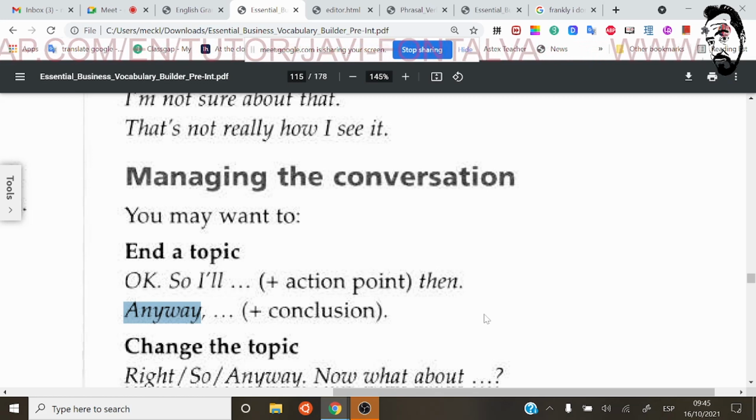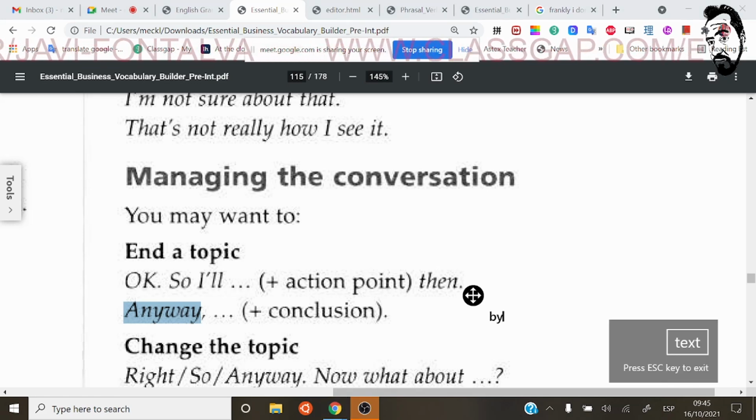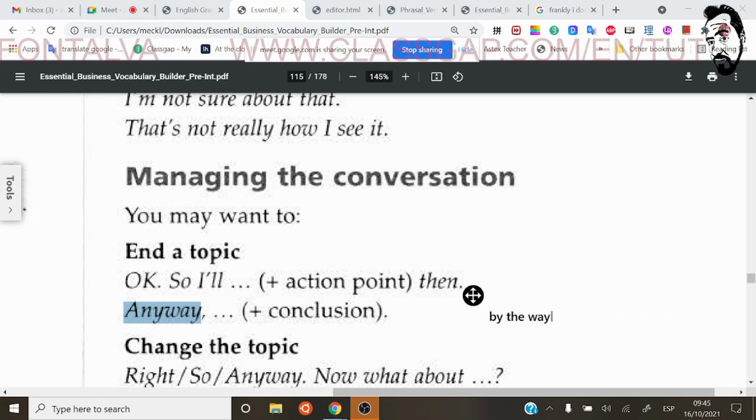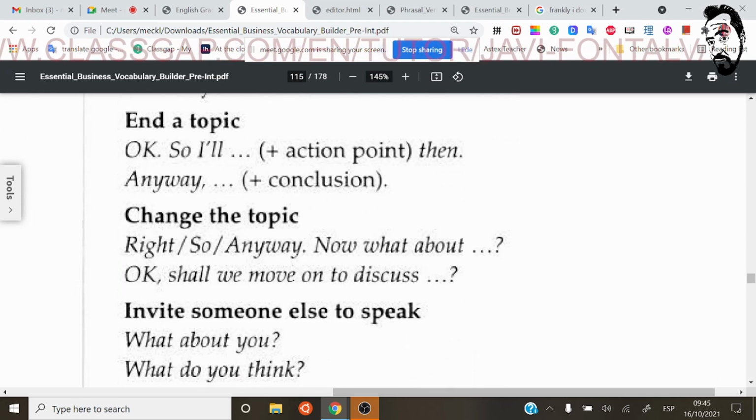Anyway, lo puedo usar para hablar de otro tema. Anyway. O incluso hay otro. By the way. By the way, por cierto. By the way. We use this one a lot. By the way. So, right. So, anyway. You can use this to change the topic. So, you're talking about something and you want to change the topic. What about? Very, very useful.